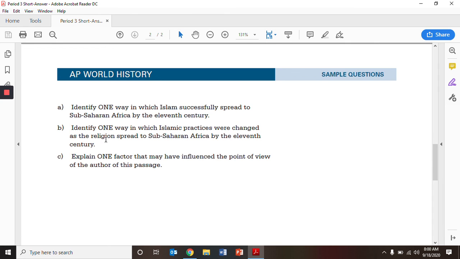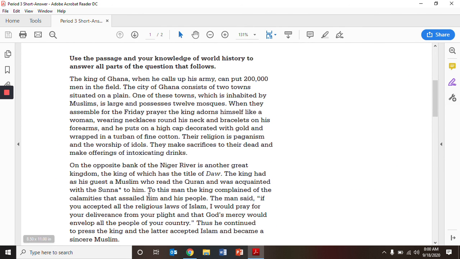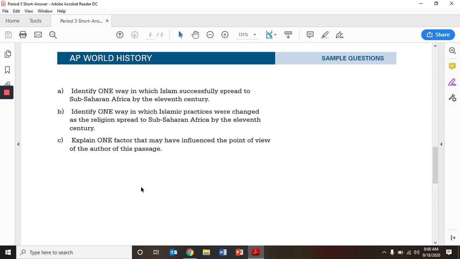So this is what y'all are doing today. Like I said, you're only doing parts A and B. Make sure you answer the question, give a specific example, especially from the passage, since this has a passage, and make sure you explain. Once you've written your answer, look, does it answer so what? Or why is this important? And then you're good to go.